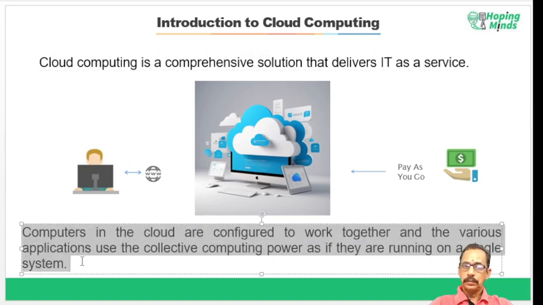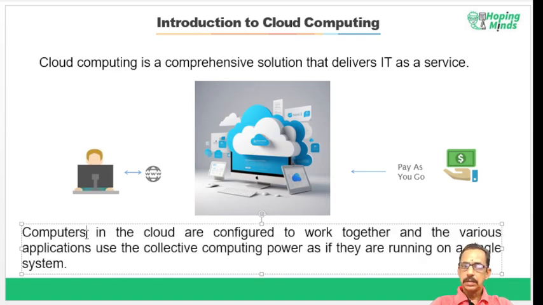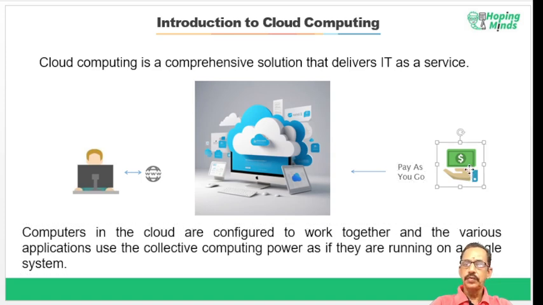Computers in the cloud are configured to work together, and various applications use the collective computing power. A lot of computers in the cloud work as a single system. You feel that you're working on a single server. No, there are many more servers. There are big data centers being used as a single system. Simply pay as you go. As long as you use the infrastructure, you have to pay; when your task is done, you stop paying.